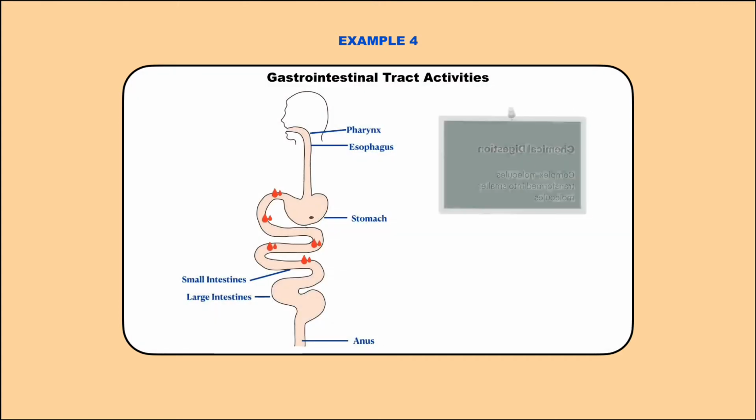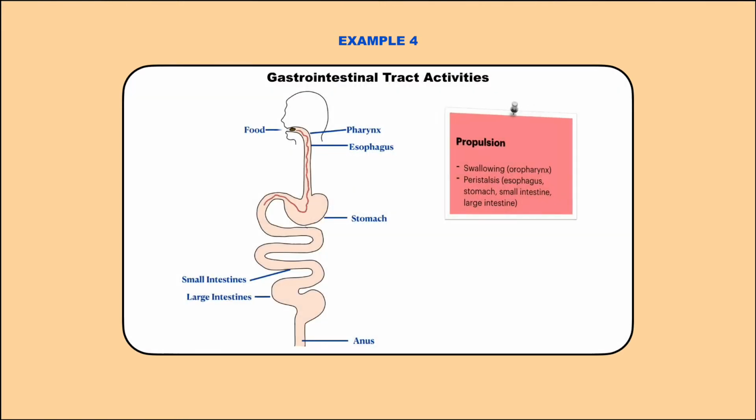Complex molecules of carbohydrates, proteins, and fats are transformed by chemical digestion into smaller molecules that can be absorbed and utilized by the cells. After ingestion, the food particles move from the mouth into the pharynx, then into the esophagus. This movement is called swallowing.